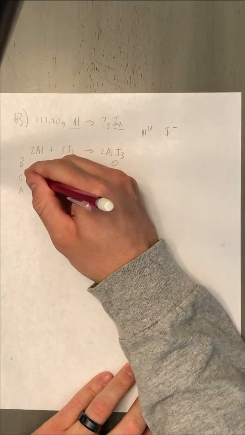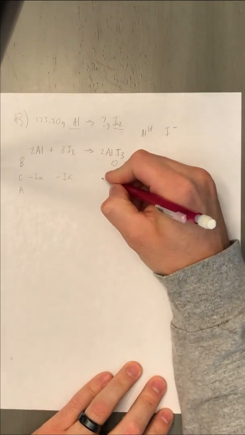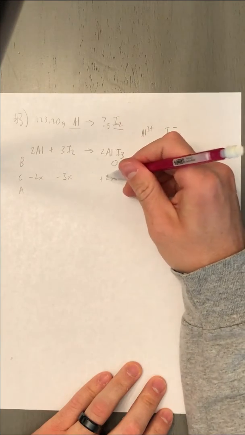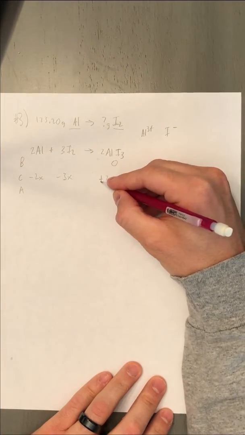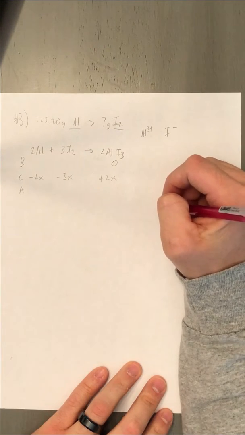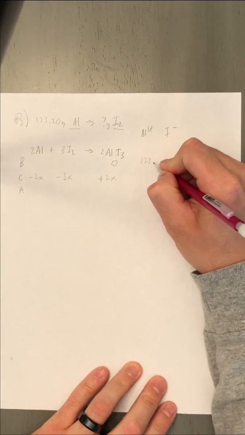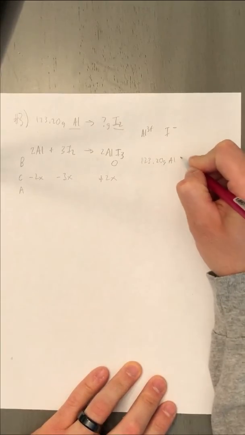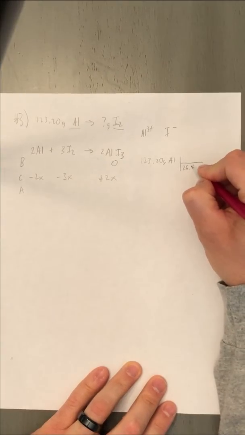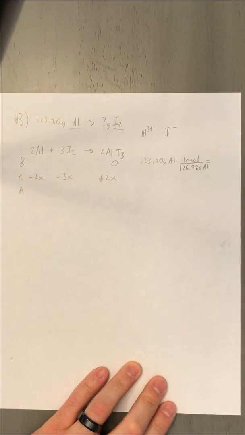Now, here we do the change, so minus 2x, because this is a reactant, and then minus 3x, and then plus 2x over here. Again, the 2 because of the coefficient, 3 because of the coefficient, and 2 because of the coefficient, and we're plussing on the right because we're adding our product. And then the last thing we need to do, here we need to plug in aluminum, but remember you can only put moles in the table. So 123.2 grams of aluminum, we can convert that to moles. We know that the molar mass of aluminum is 26.98 grams in 1 mole. And so then we can solve for the moles.